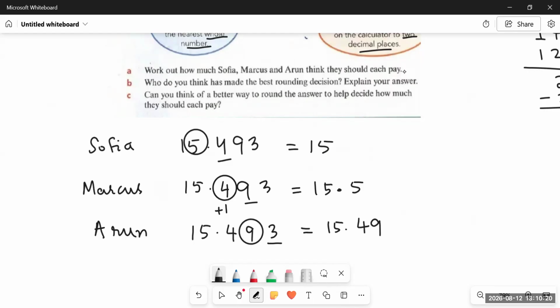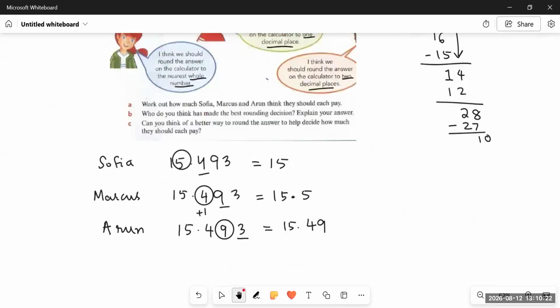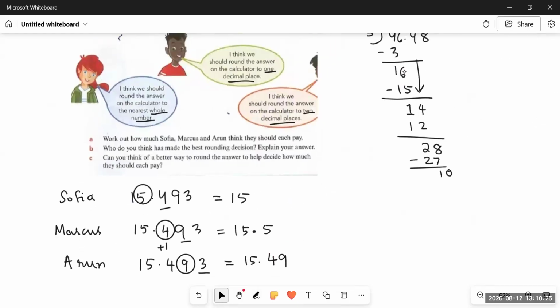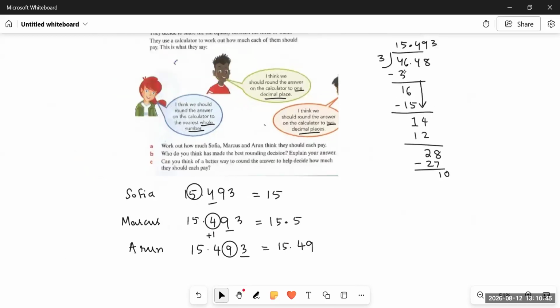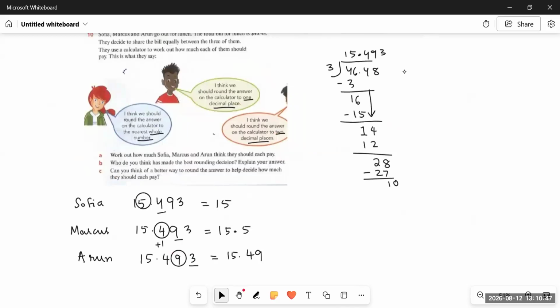So these are the answers we are getting. For Sophia, it's 15. Everybody has to give $15. For Marcus, everybody has to give $15.5. Arun says everybody has to give $15.49. Okay. Now, what do you think has made the best rounding decision? And you have to explain your answer. So the original figure was 15.493.